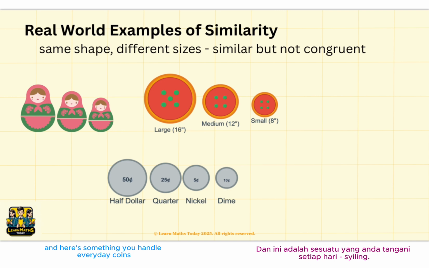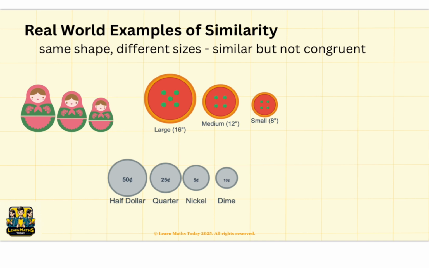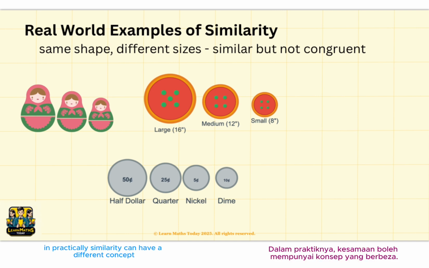And here's something we handle every day, coins. Look at these US coins, the half dollar, quarter, nickel and dime. They are all circular, so are they actually similar? Well, they are all circles, so in terms of shape, yes. But in real life, we don't think of the coins as similar because they have different design purposes. This shows that even though they are mathematically similar, in practice, similarity can have a different meaning.